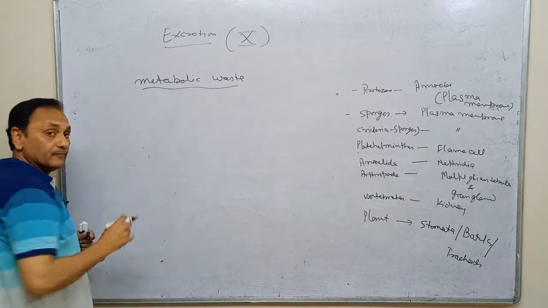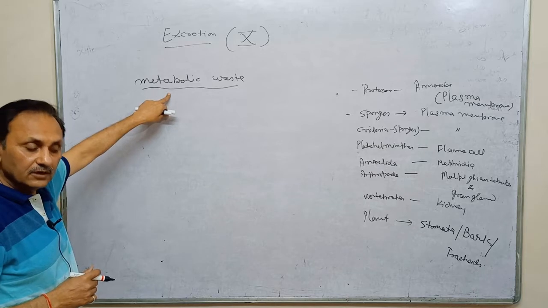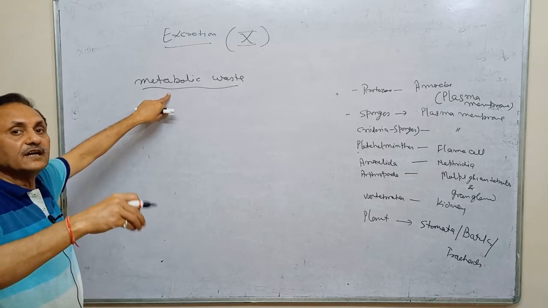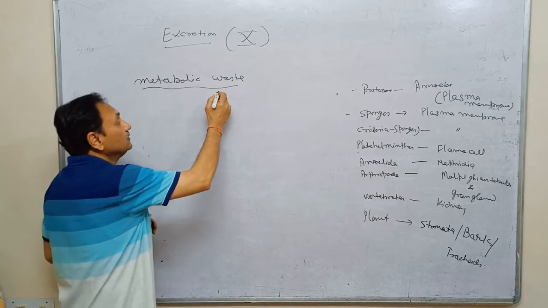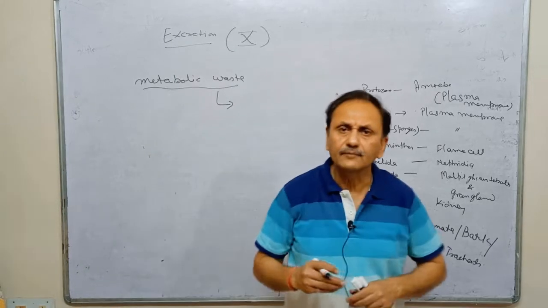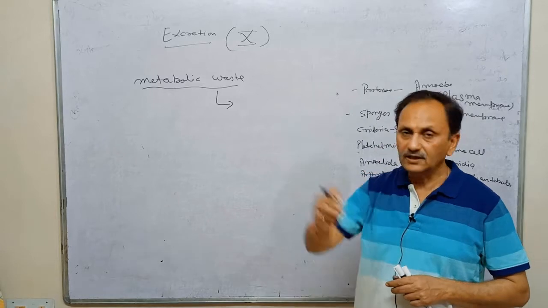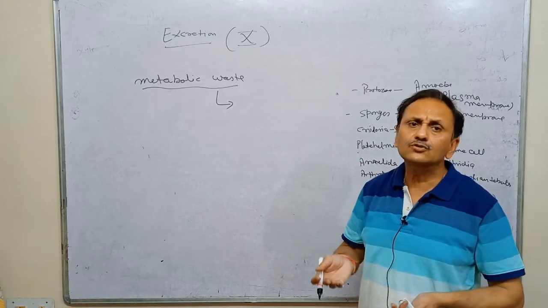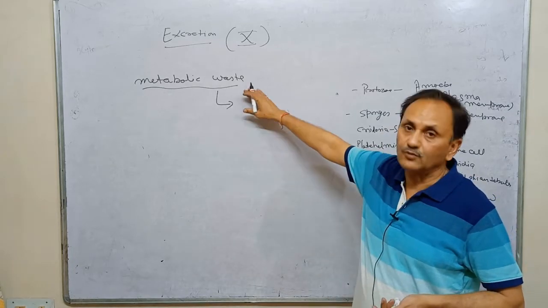And as you know, metabolism is the process of chemical reactions that take place inside the cell. Each and every chemical reaction has certain useful substances which will be utilized by the individual. If their product is not useful or is harmful, then it is called a waste product.